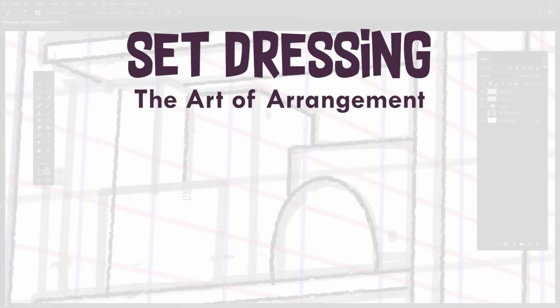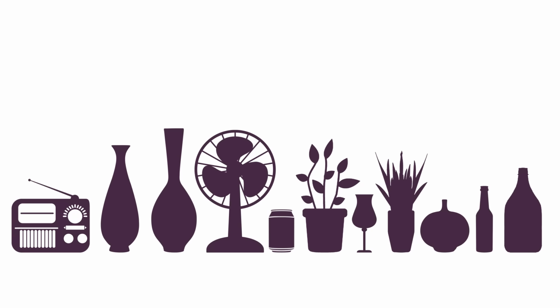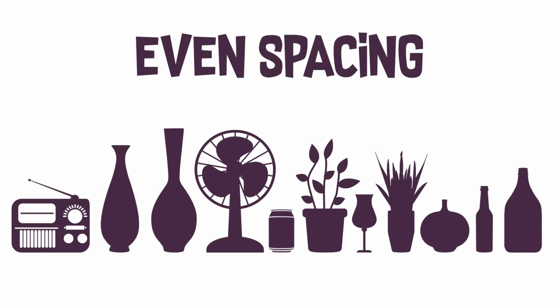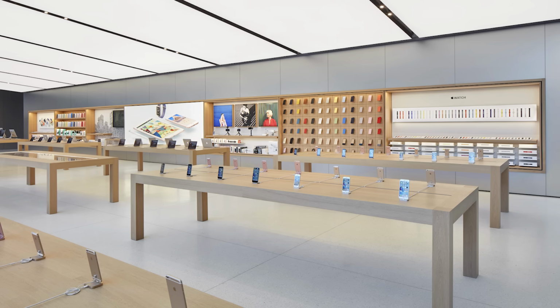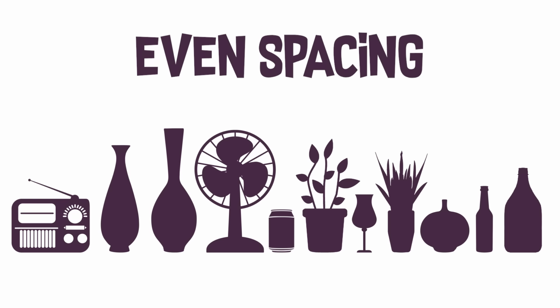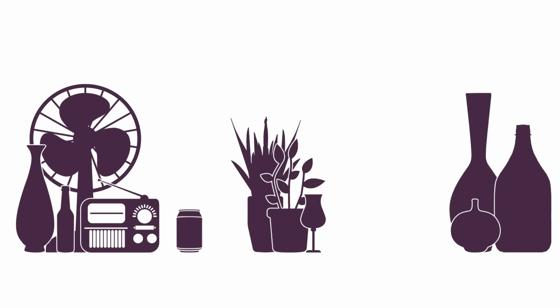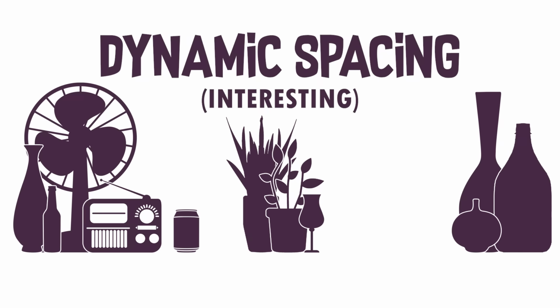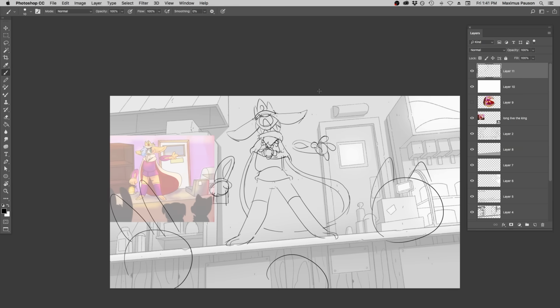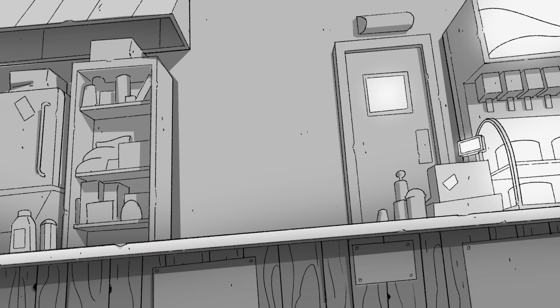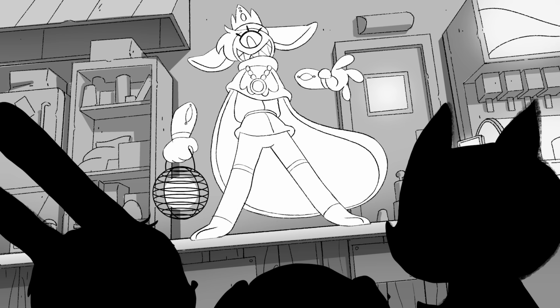Take time to set dress your scenes properly. Objects can be placed in a scene to create interesting compositions. Just arranging objects evenly spaced like this is not very appealing unless you're drawing an Apple store. This layout is boring. Instead, group the objects together to create miniature compositions that are visually more interesting. I'm gonna increase the size of these characters and make them foreground elements. This will help frame our hero, making the composition more dynamic.